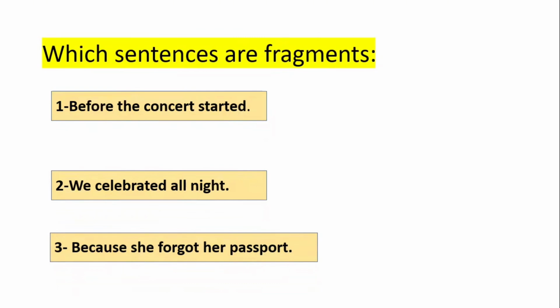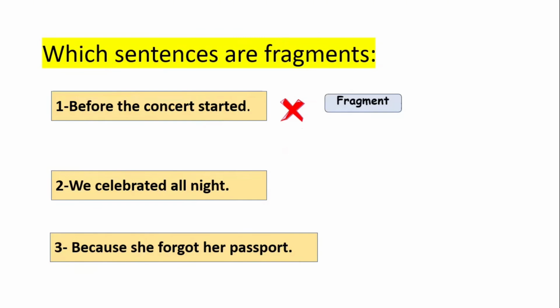So let's take one by one. Before the concert started, of course, this is not a correct sentence, and this is what we call in English a fragment sentence. Why? Because you feel that the meaning is not complete. You don't have the complete idea. You're waiting for more. Before the concert started, so what happened? You need a completion for the sentence here.